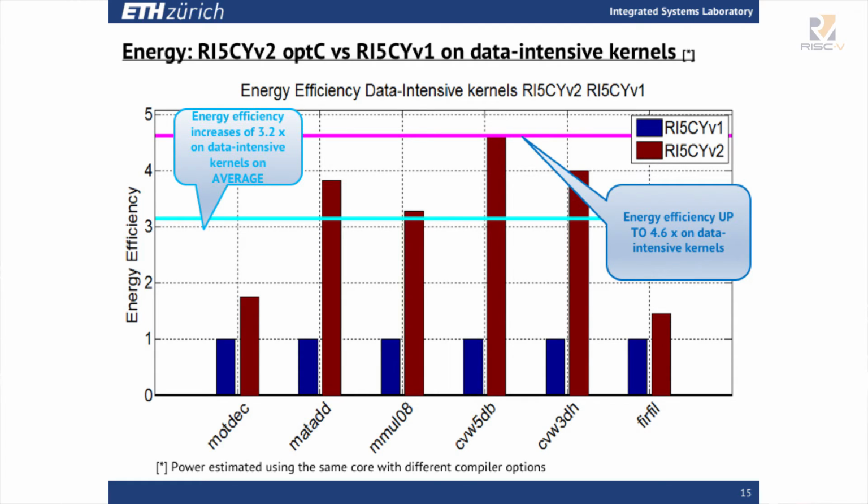But if you have a look at the energy efficiency, this time we have the same kernels on the x-axis, but energy efficiency on the y-axis. It's not just speed. As you see, we have an increase of energy efficiency of 3.2, and a maximum of 4.6. It was 5.2 for speed, but then you combine power and speed, and you have 4.6. That is good.